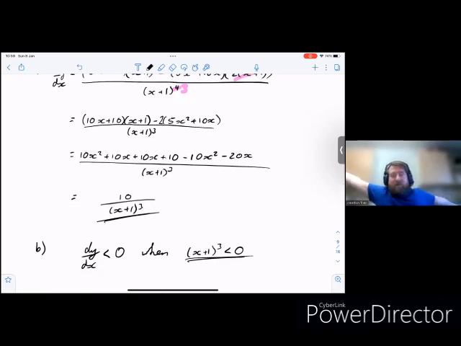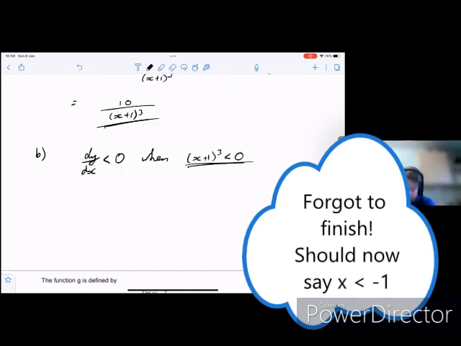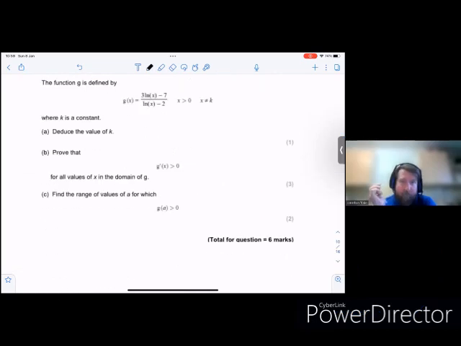Now, with a fraction that has 10 on the top, the only way that fraction can be negative is if the denominator is less than 0. Okay, next question. Okay, so let's see how we can go with this.